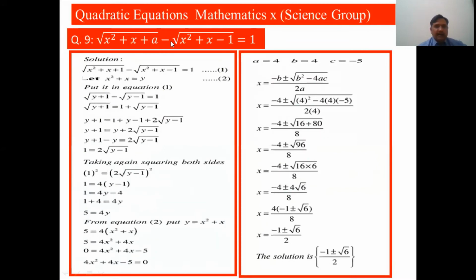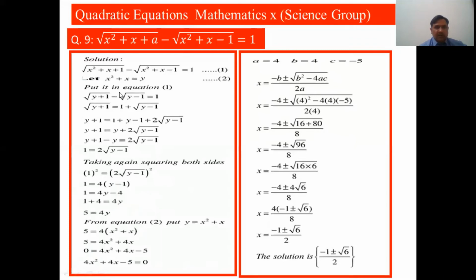Question number 9, and this is the third type of radical equation. Here the quadratic expression is in the radical sign. In this type of equation, you can see that here is x square plus x, and here is again x square plus x. So we have to put this expression as y. Let x square plus x is equal to y. Putting the value of x square plus x as y in equation 1, we have square root of y plus 1 minus square root of y minus 1 is equal to 1.